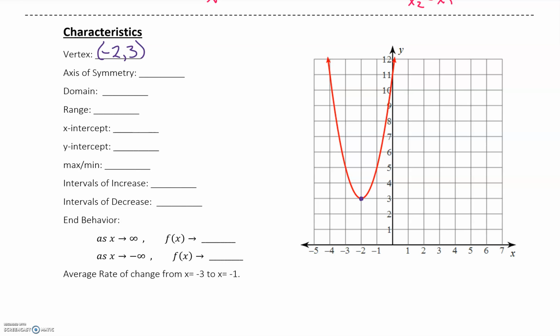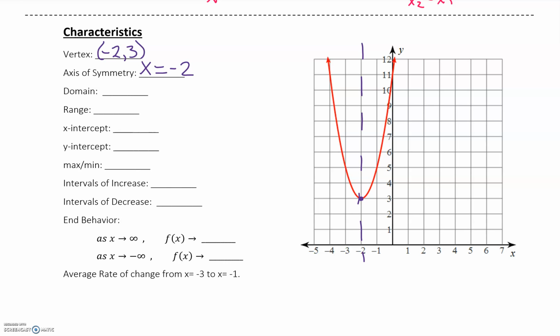Now something that's really cool is your vertex will always fall on the axis of symmetry. So notice that that axis of symmetry is where the symmetry is. So the left and the right hand side are going to be the same. So your axis of symmetry is going to be an x equals, because all the x's on that dotted line are the same, and they're all the x of -2.